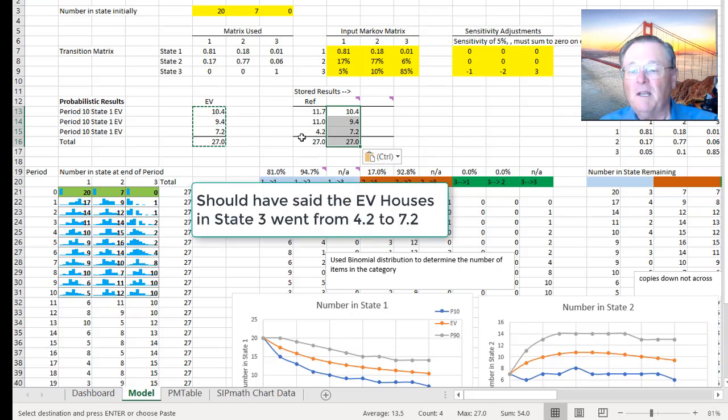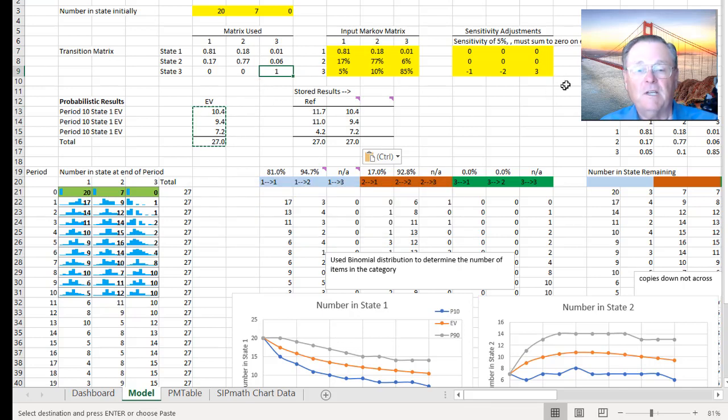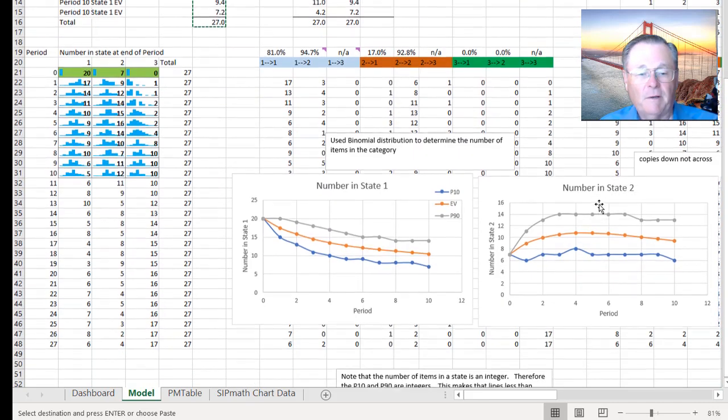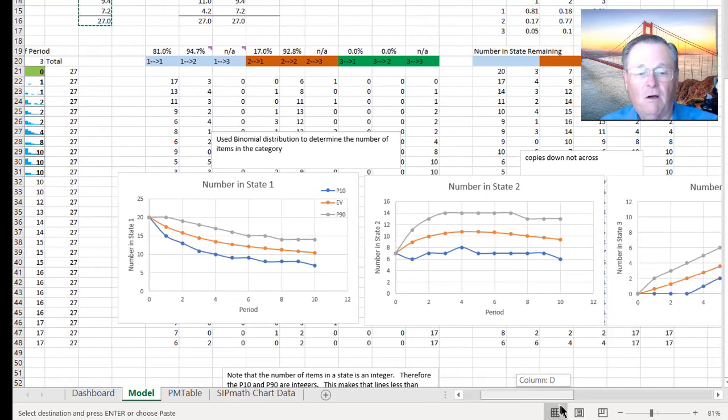So the expected number in state 1 went from 4.2 to 7.2 when I had a 100% chance of remaining in state 3. So you can see how I can do sensitivity analysis just using this little table here. And it's quite easy to do. And we could also come down here and look at these graphics as well.